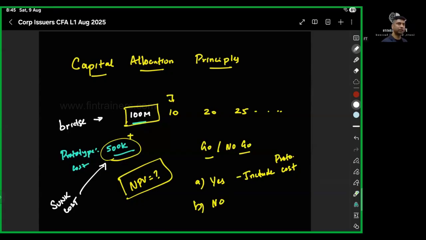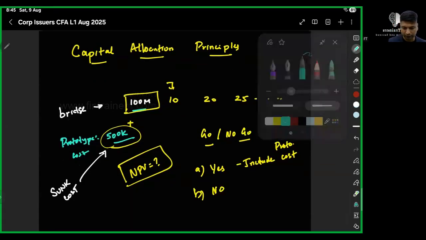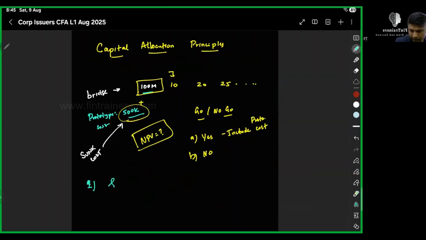We might have done some work in the past. We don't have to worry about it. Sunk cost, we should not include. So first principle, sunk costs don't include for computing the NPV.